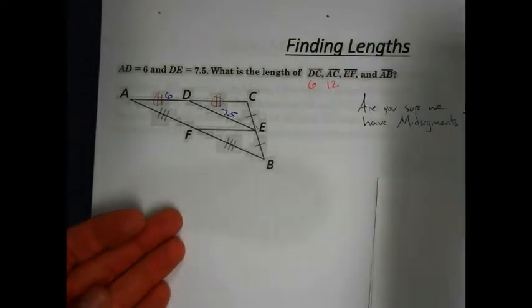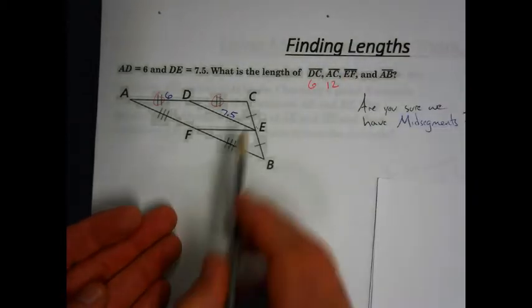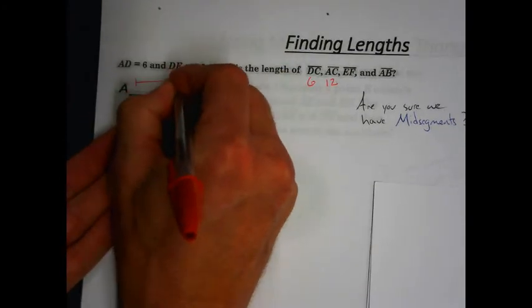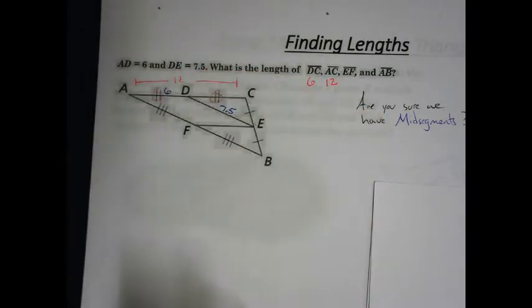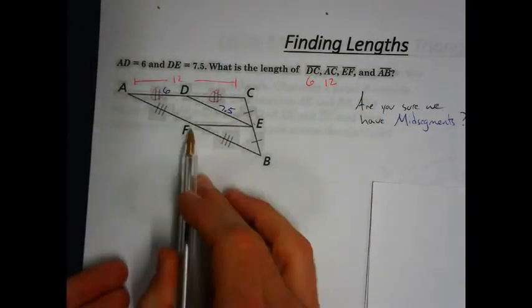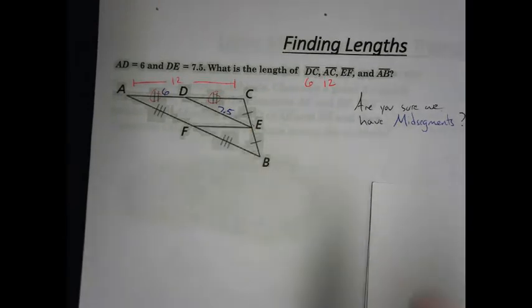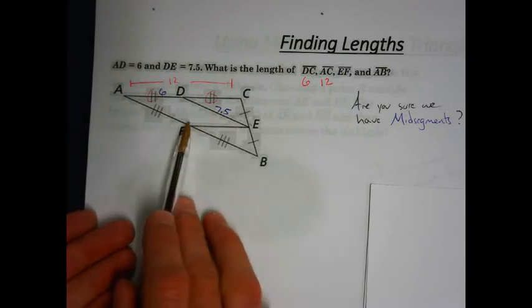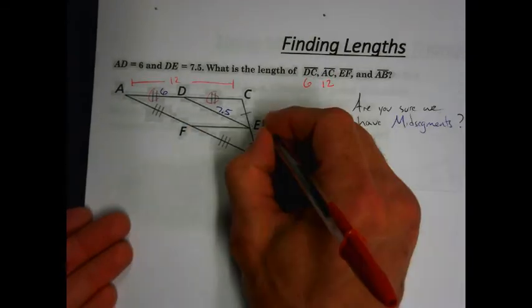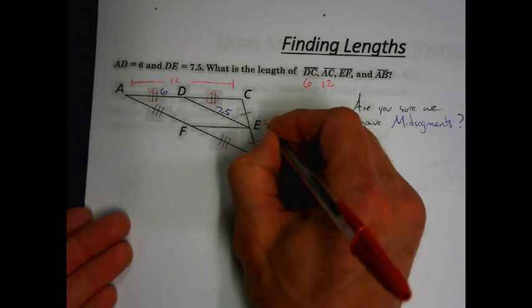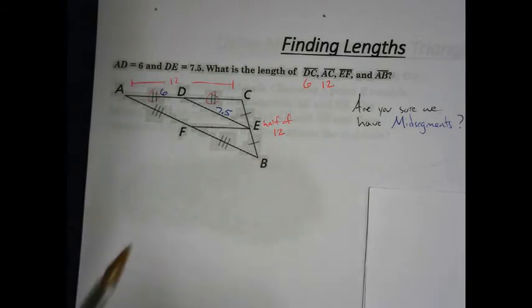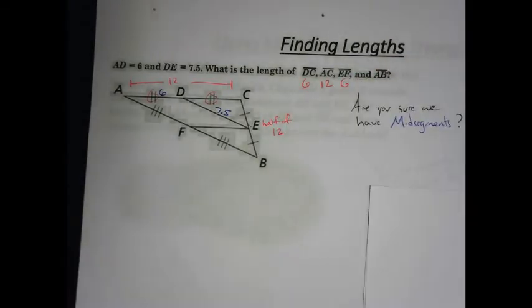What about from E to F? Okay, that's a little tricky, right? So now we know from A to C is 12, right? How do we find FE? Is FE a midsegment? Yes, it is. So EF is a midsegment. Midsegments are parallel and half as long, right? So we've got to figure out half of 12. Guess what half of 12 is? 6. How cool. Okay, so FE is 6.